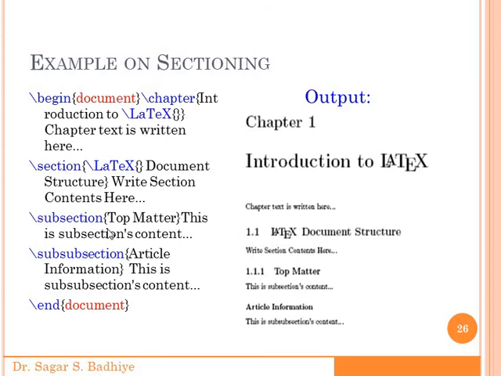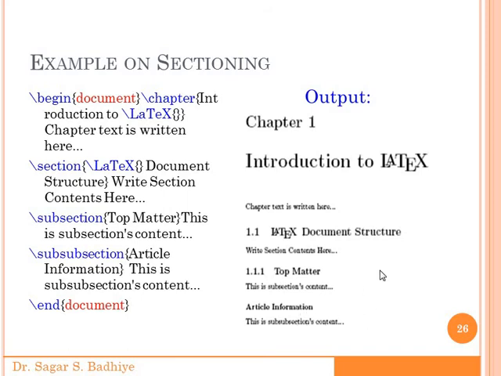Then I have used subsection, which is the next level, so it will go to the next level, that is 1.1.1, top matters. And then the starred subsection is not numbered, so here it will be an unnumbered section, and the heading will be whatever heading is provided, that is article information, and then the text will go like this.